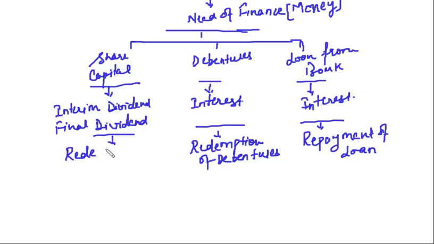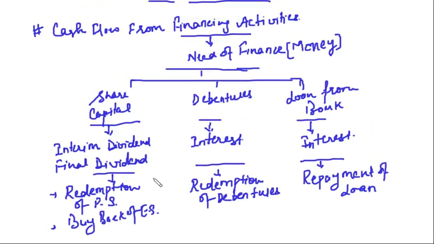We call it as redemption of preference shares and buyback of equity shares. Right? What is equity share? It is a document, right? It is like a receipt for the amount that we have taken from public. Now we are buying back that document and we are paying money back to public. So this is the whole flow of financing activities.